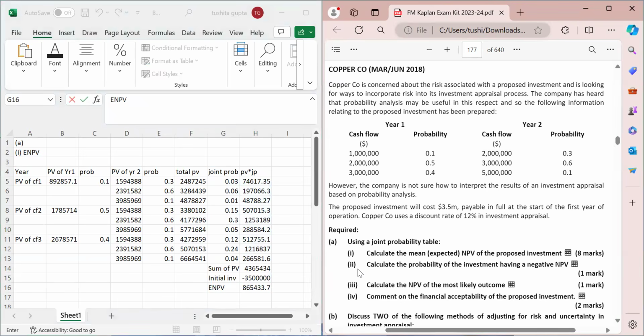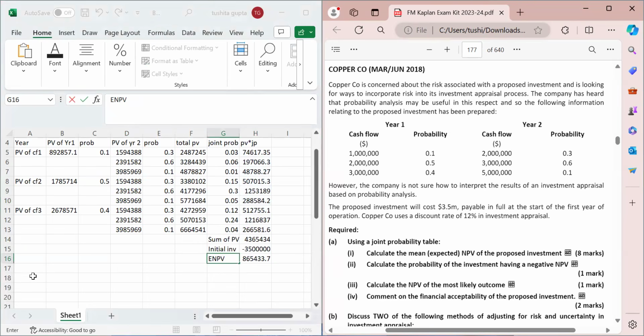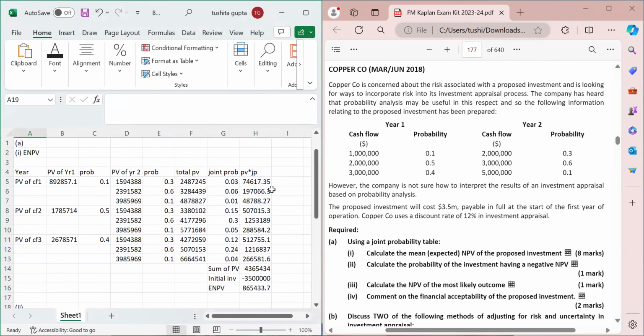Now let us move to the second one, where we have to calculate the probability of the investment having a negative NPV. So let's create one more column over here in our workings which talks about the NPV. This is my total present value, and if I subtract my initial investment, then I will have the NPV. So this minus 3.5 million gives me my NPV.